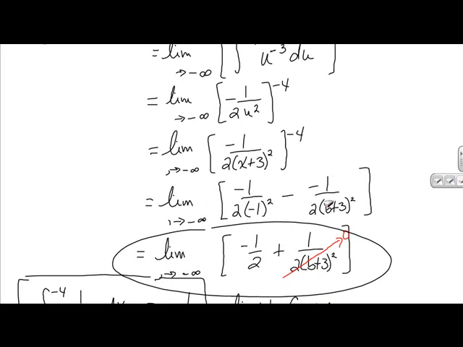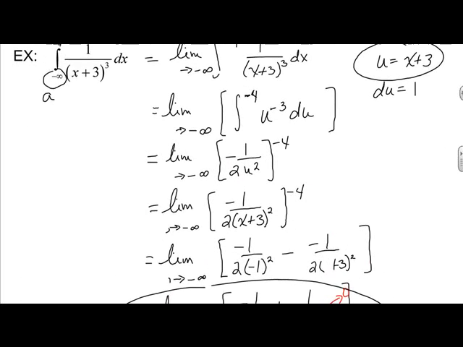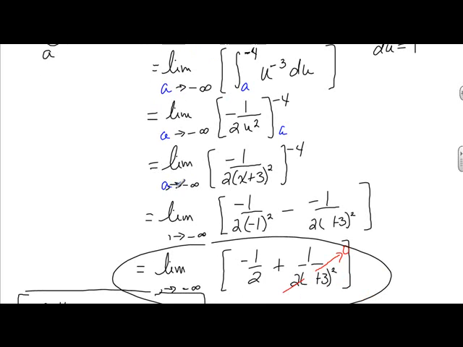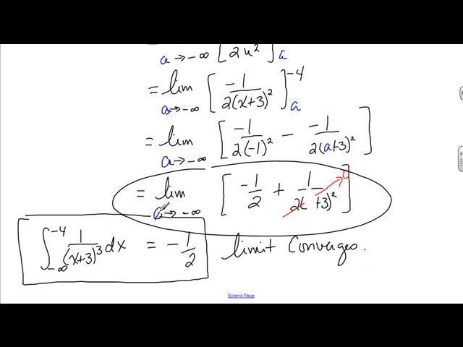So the limit as a approaches negative infinity of the integral from a to negative 4. And the notation is going to be much better now. That limit still converges. We're still going to get a value of negative 1/2.